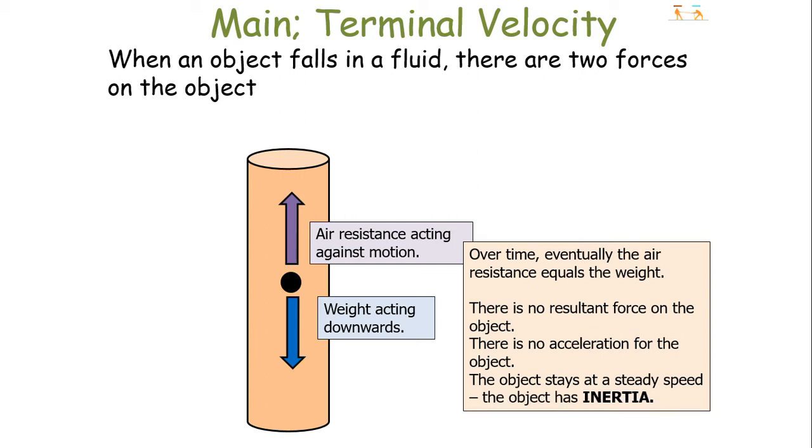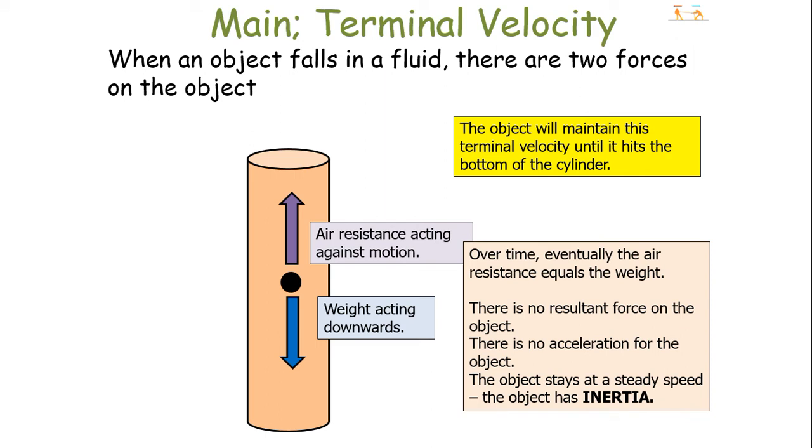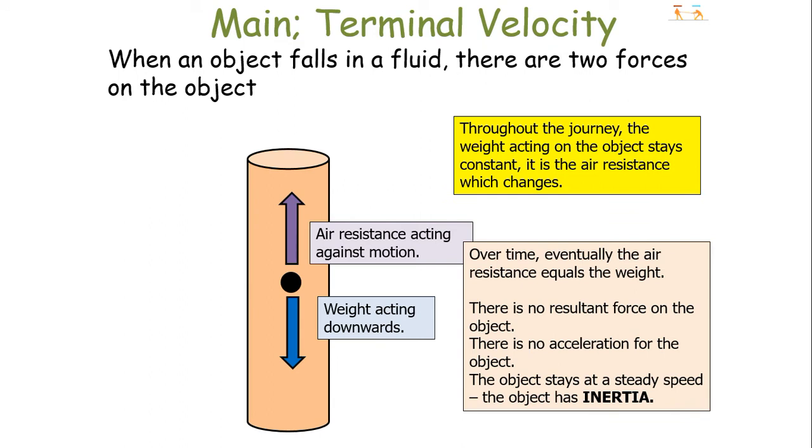So the object will have inertia because it's maintaining the same speed in the same direction when there's no resultant force acting upon it. That particular effect we call inertia, and it comes from Newton's first law of motion. Now, the object will maintain this terminal velocity until it hits the bottom of the cylinder. Throughout the journey, the weight acting on the object stays constant. It's the air resistance which changes throughout the journey.